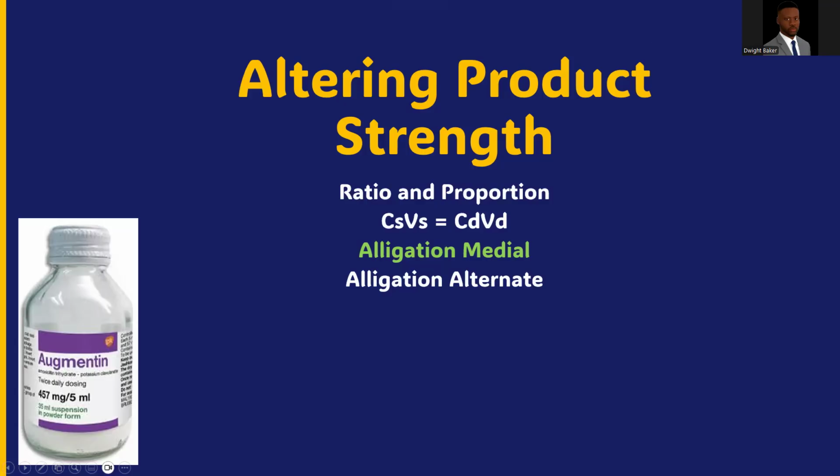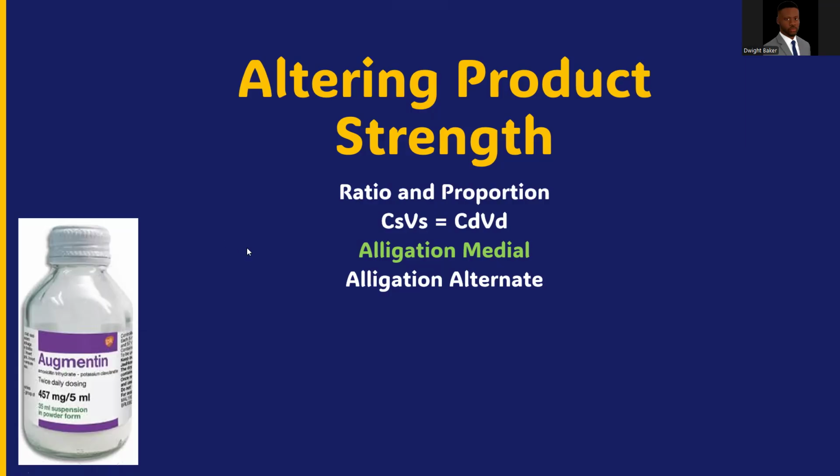So we have been looking at how to alter product strength. We've looked at how we can use ratio and proportion. We look at how we can use CSVS, CDVD to alter these product strengths that you have. Now let's look at how we can use alligation medial to alter product strength.